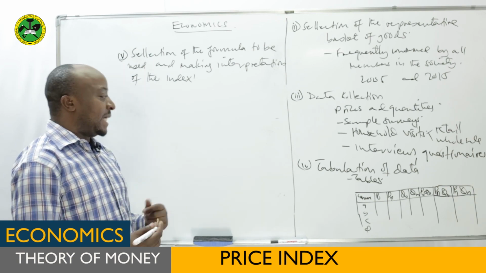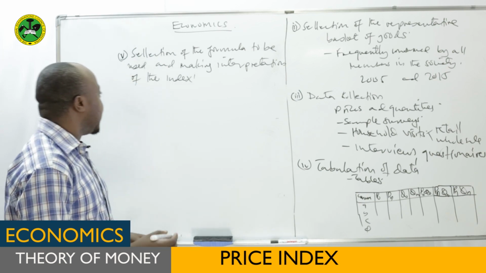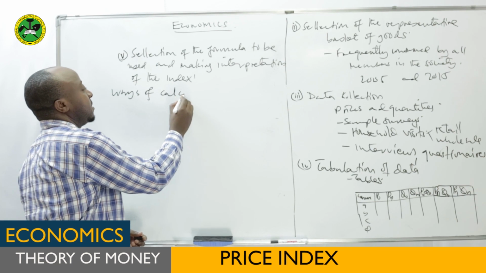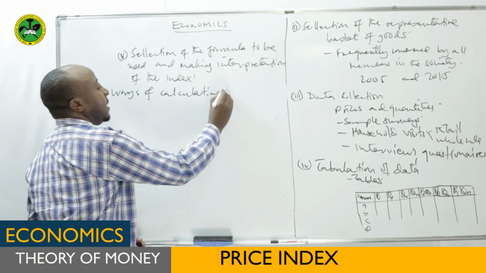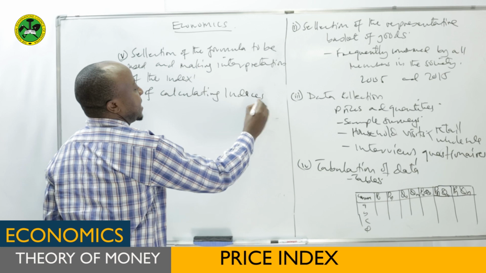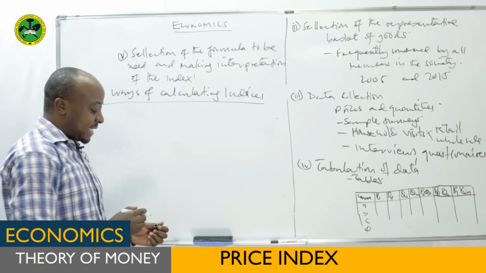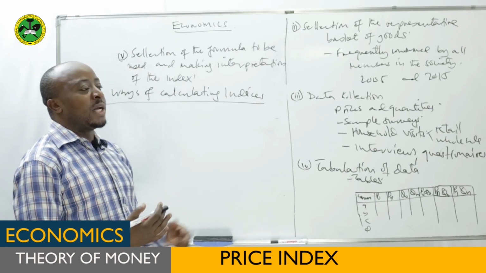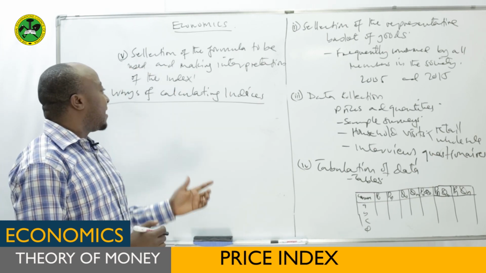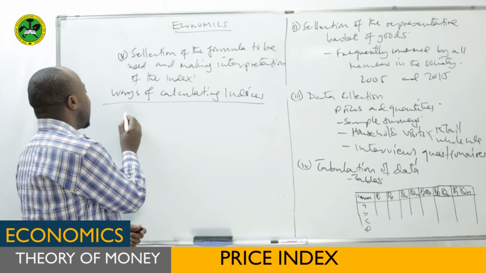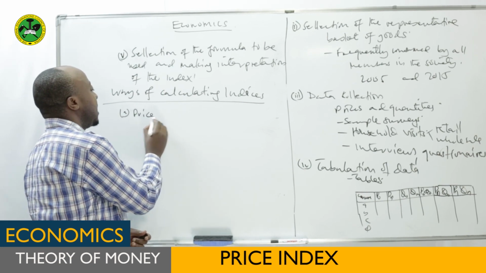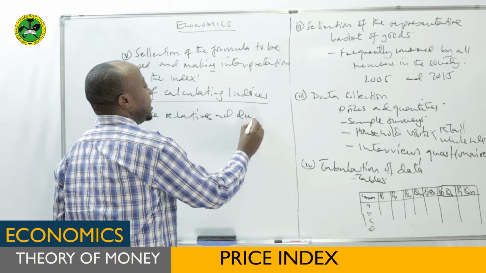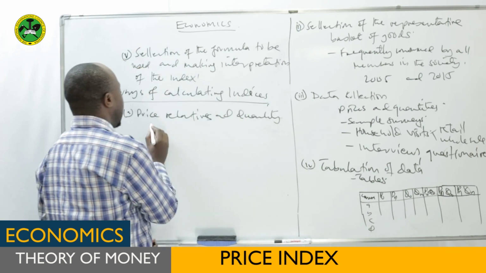Now, in calculating price index, we have several ways of calculating indices. It means we want to calculate price index. There are different ways, different formulas that you can use to calculate price index. Now we can divide them into the following. Number 1, we'll check the so-called price relatives and the quantity relatives.